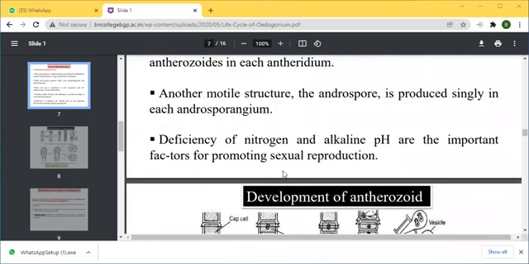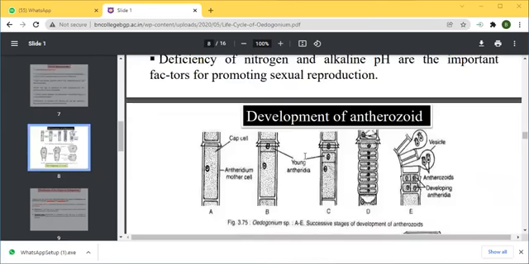Deficiency of nitrogen and alkaline pH of the water are the factors promoting sexual reproduction. What promotes sexual reproduction? These are nitrogen deficiency and alkaline pH. These are the factors promoting sexual reproduction in Oedogonium.